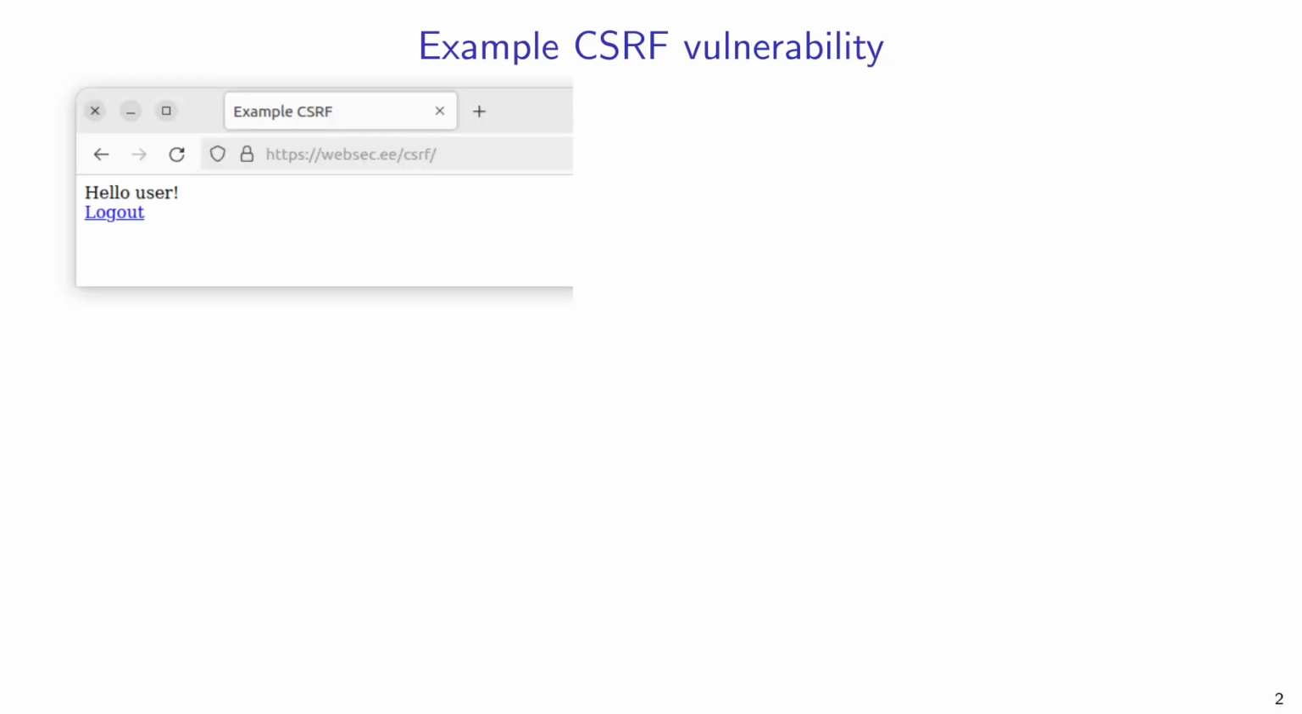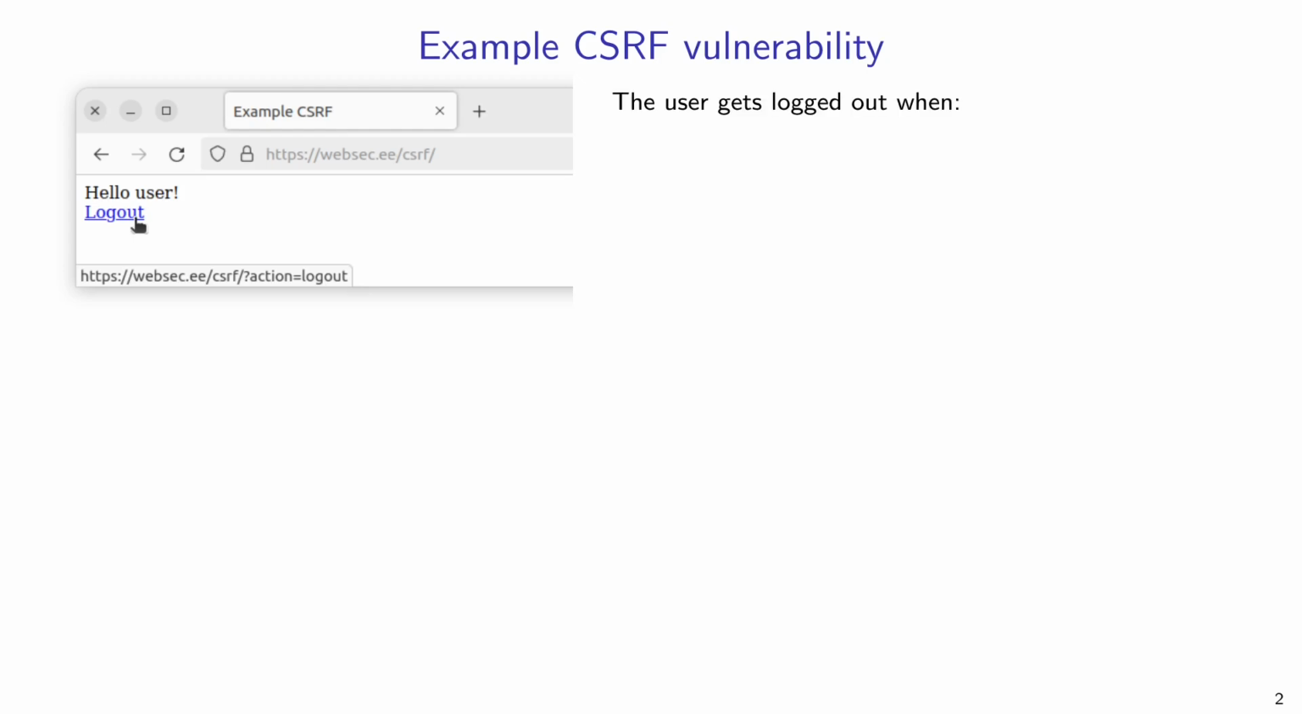Let's say we have a website where users can log in, and after logging in, there is a logout link which can be used to log out. And if you look at this link, we can see that it performs a GET request, sending the parameter action equals logout. Now, this should indeed work, but the problem here is that it is trivial for an attacker to force a user's browser to perform this action against the user's will.